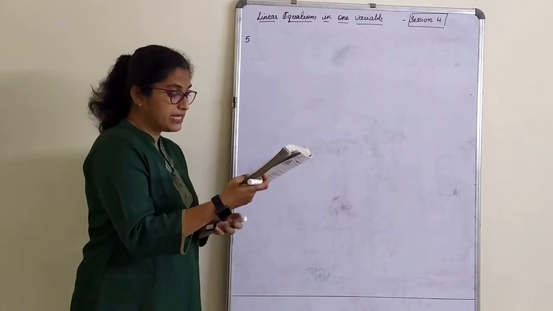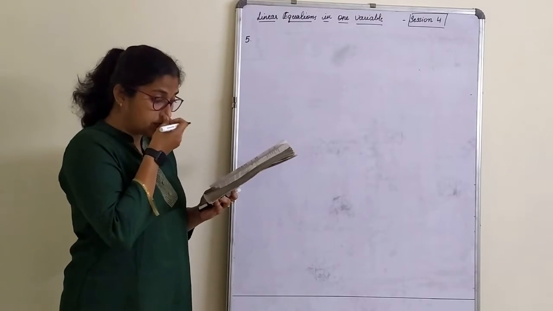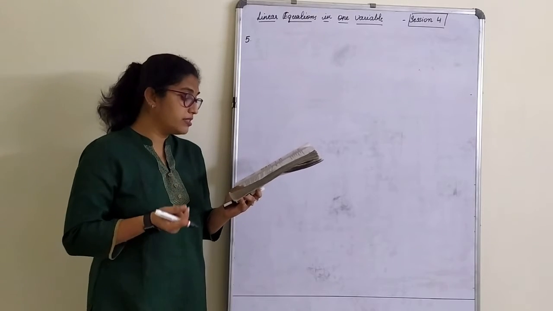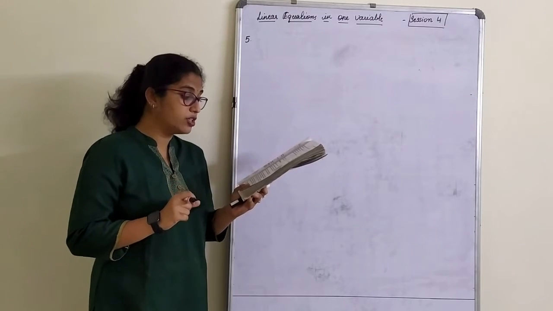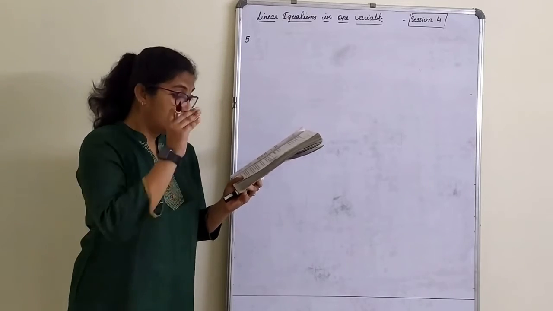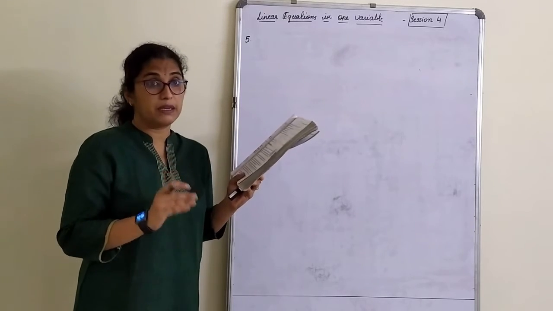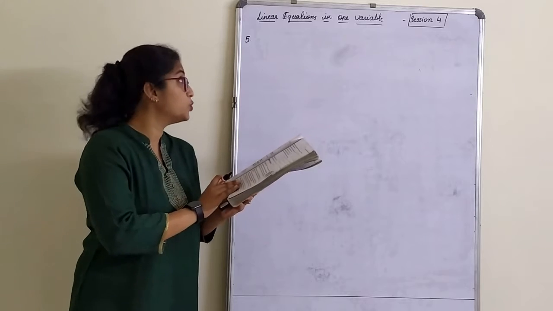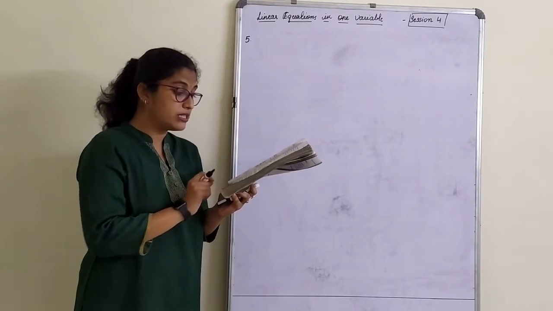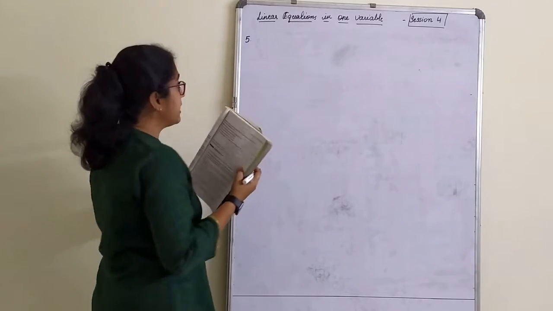Sobo's mother's present age is 6 times Sobo's present age. Sobo's age 5 years from now will be 1/3 of its mother's present age. What are their present ages? Once we read the question completely, we'll break it up to understand what is given. Sobo's mother's present age is 6 times Sobo's present age.